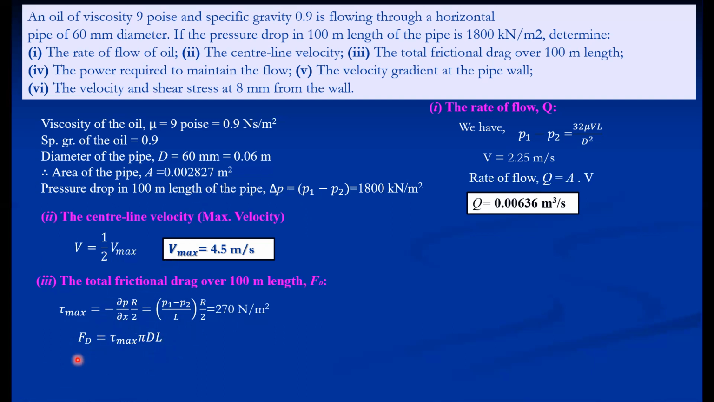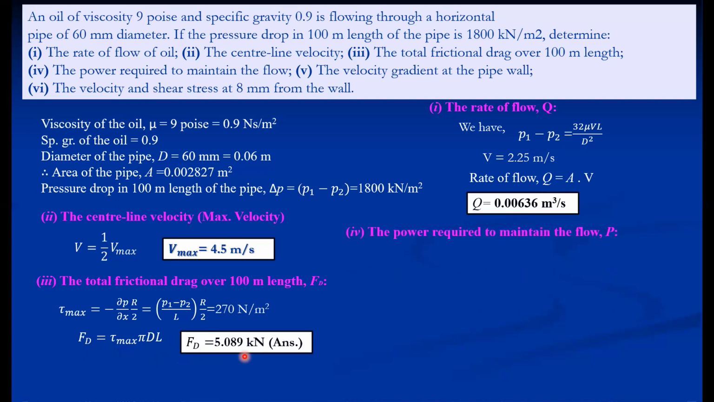So where to take which area, that we must understand, because shearing action takes place on the circumference. So pi dl is taken, that is F is equal to tau max into pi dl. Now everything is known to us, by putting all these values, we can calculate the total drag force.